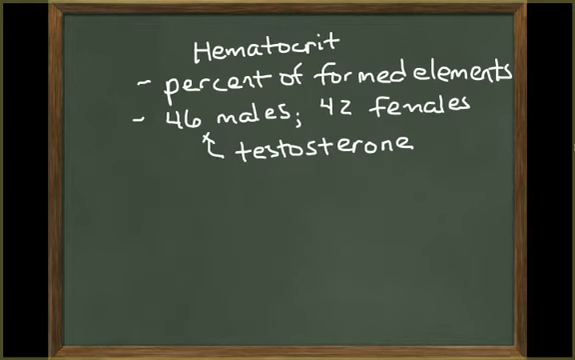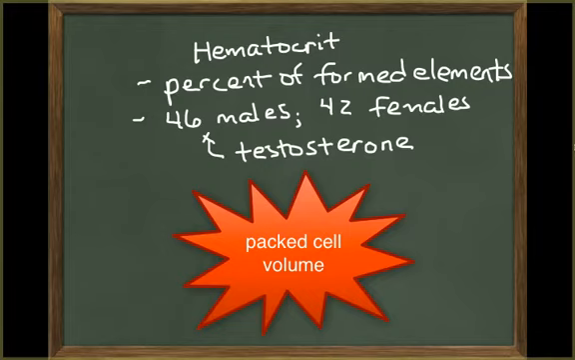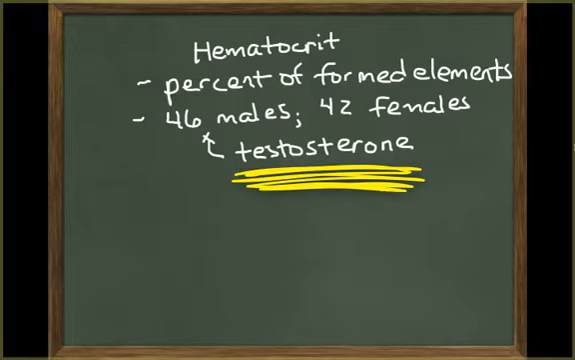Hematocrit is the percentage of whole blood volume contributed by formed elements. The normal hematocrit, also called packed cell volume, is 46 in males and 42 in females. The male sex hormones, androgens, stimulate blood cell production, whereas female sex hormones do not.